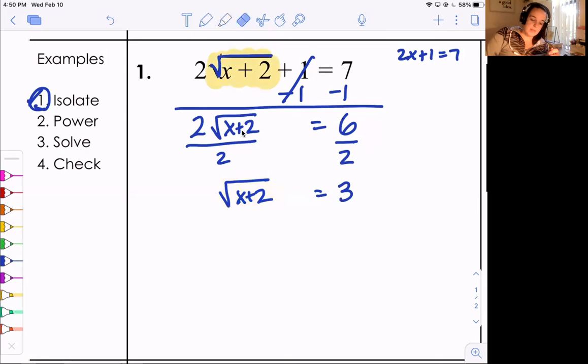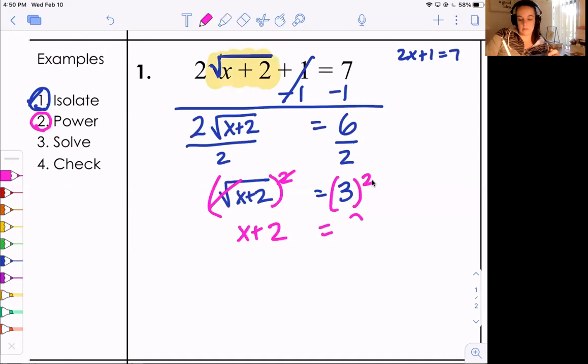So now the next step that I'm going to do is take it to a power. So since this is a square root, the inverse of that is a square. So square root and square are opposites of each other, right? What I do on one side, got to do on the other. So I have square root and square cancel. Just x plus 2 is equal to 3 squared, which is 9. All right. So I've done step 2, all done with that.